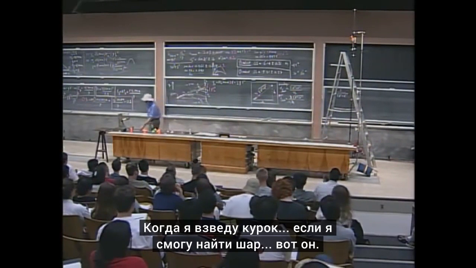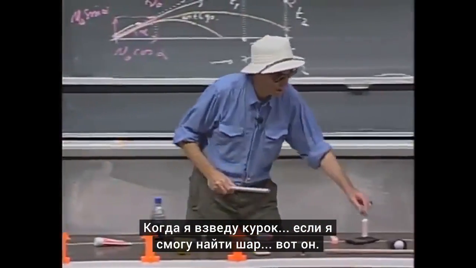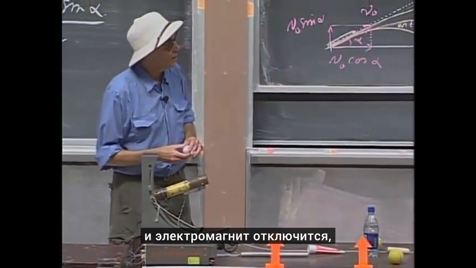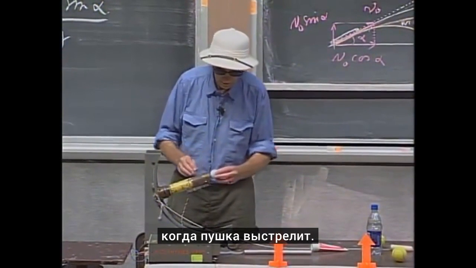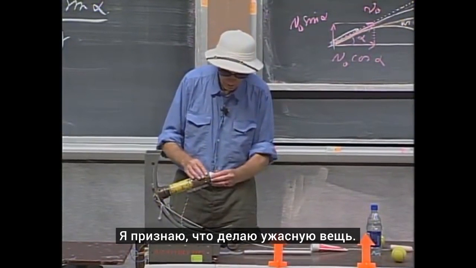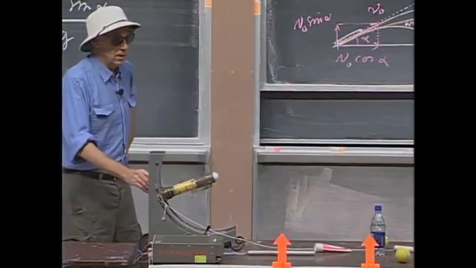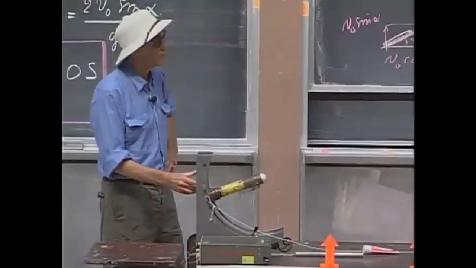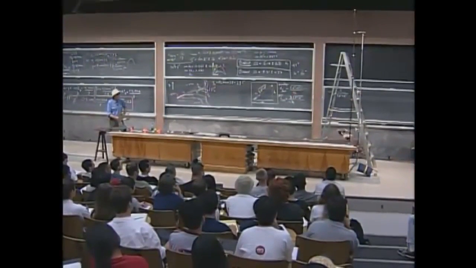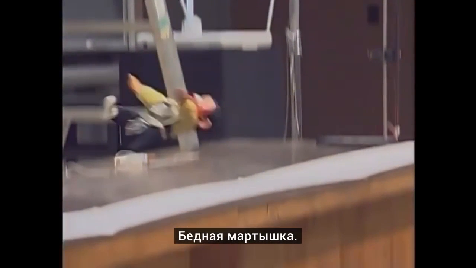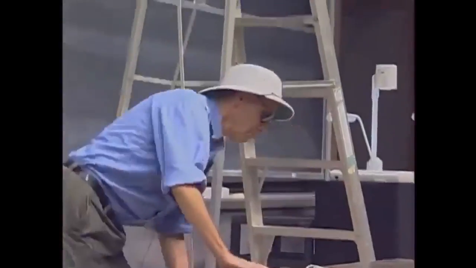When I cock the gun, if I can find the golf ball, it's here, then the electric circuit takes over, and now the current will be disconnected when the gun is fired. Even I'm nervous. I admit it, you know. This is a terrible thing to do. You ready? 3, 2, 1, 0. Poor monkey. See you Friday.